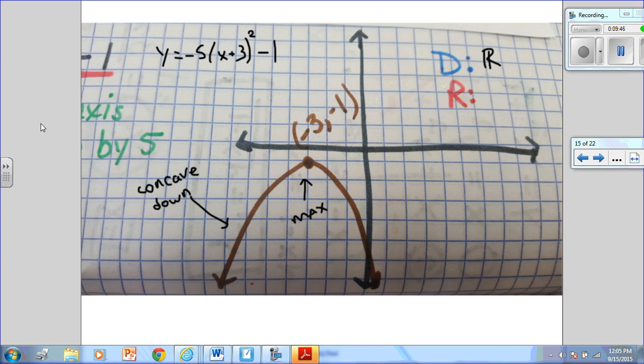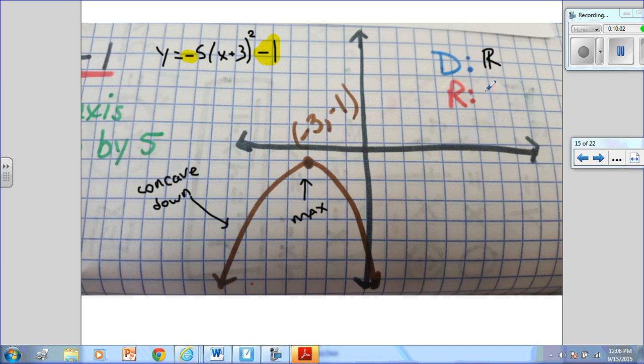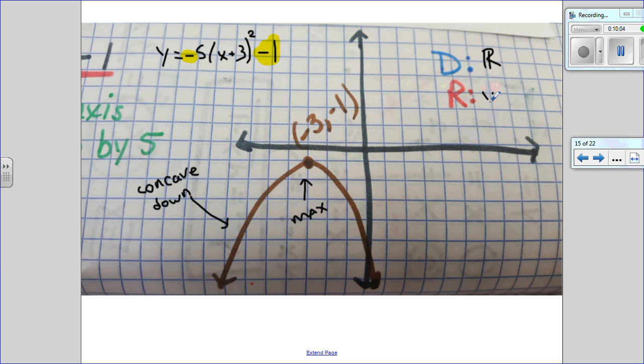Okay, and a trick for the range: if your graph is going downward, like it is here because of the negative here, then my range is going to have to do something with this. It's always going to be with this number here, but because it's downward, then range is just going to be less than that number. So in this case, y is less than or equal to -1. Okay, just a small little trick. And if you don't want to use it, that's fine.